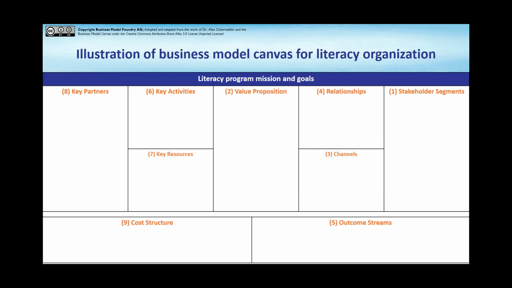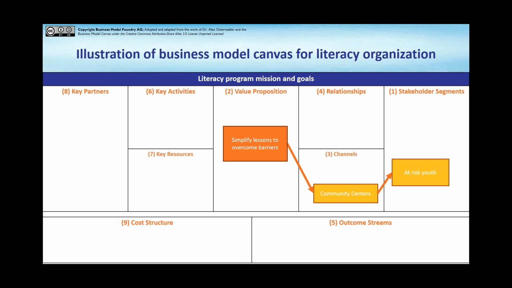So let's take a look using a literacy organization's program as an illustration. This is at a very high level, with not much detail, but provides a good sense of how an organization can use this to demonstrate how they create value. So for this literacy program, they seek to reach at-risk youth in schools. What they do is simplify the lessons to help overcome barriers. That's the value they're offering the at-risk youth. They reach them through community centers, which is where they deliver the training and mentorship.